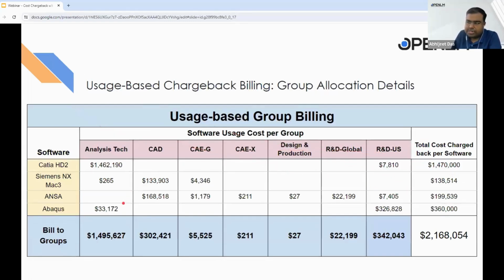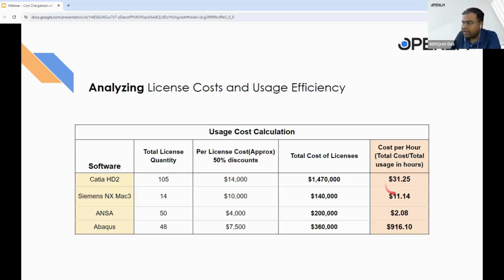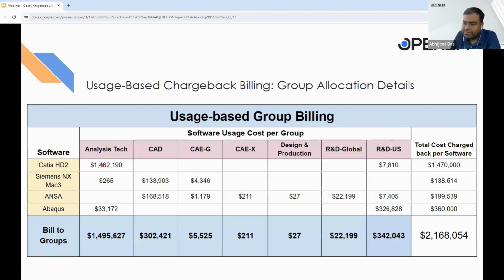Now the final calculation is over here. So the usage-based chargeback billing for each of these groups, for analysis tech, CAT, CAG, and all these groups, here is the number. So CATIA HD2, the total cost charged back per software is this much. This is based on the number of hours they have used, multiplied by the cost per hour. So this is the cost that we get.